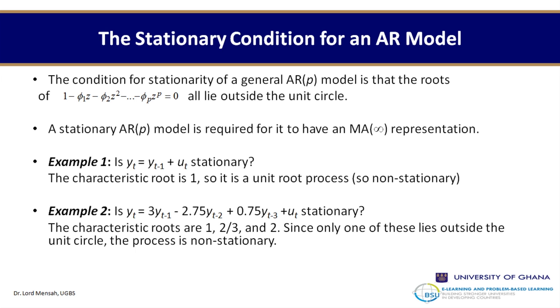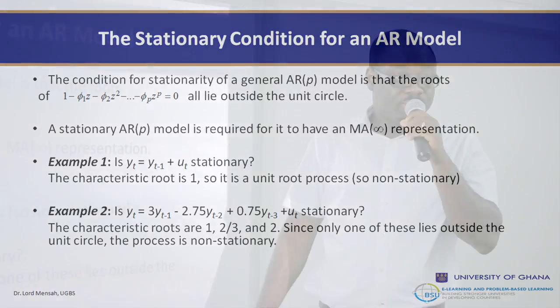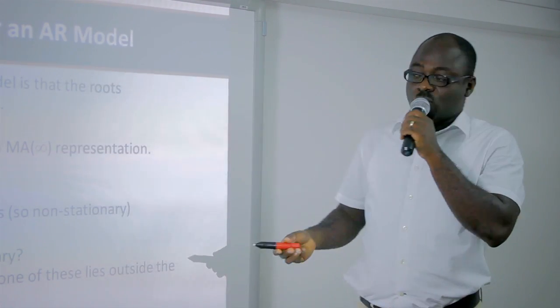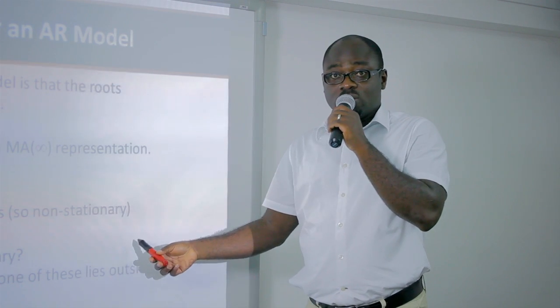Okay. If you repeat the process for the second case, you're going to get something like a polynomial, which will have three roots, and those are the roots, 1, 2 over 3, 2, and since only one of them lies outside the unit root circle, the process is what? Non-stationary. Okay. So you can use this characteristic equation to determine whether an equation is unit root or not.